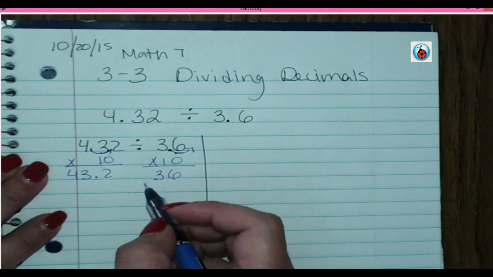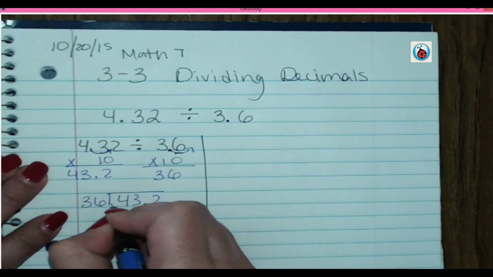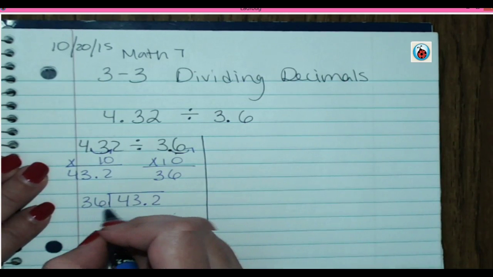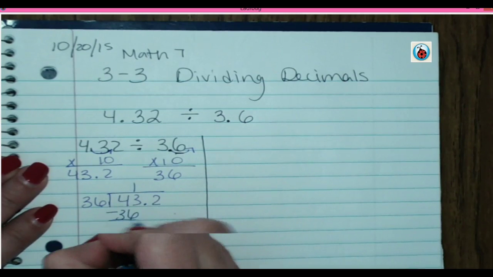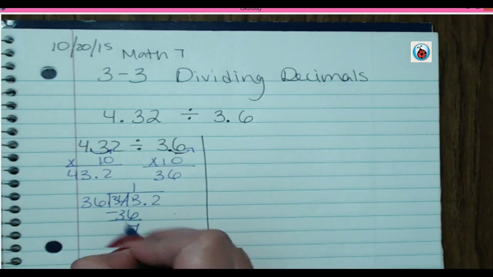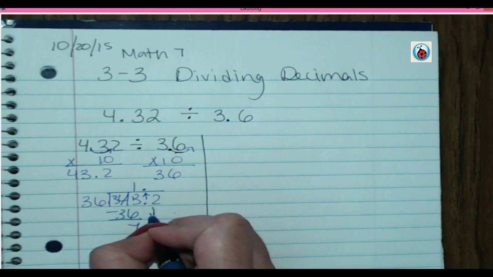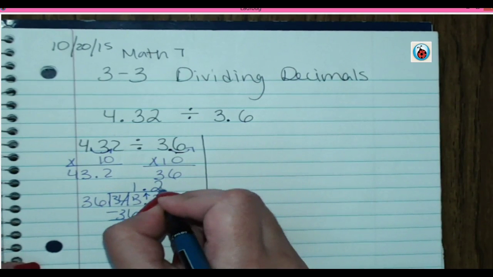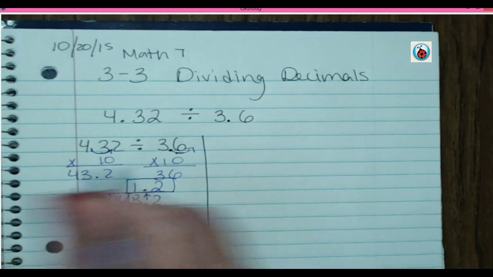Now, it's a lot easier to divide a decimal by a whole number than it is to divide a decimal by a decimal. So now we could divide this and say 36 goes into 43 one time. 1 times 36 is 36. Subtract, we get 7. We bring our decimal up, bring the 2 down. 36 goes into 72 2 times. 2 times 36 is 72. We've got a remainder of 0. So we have our answer as 1.2.